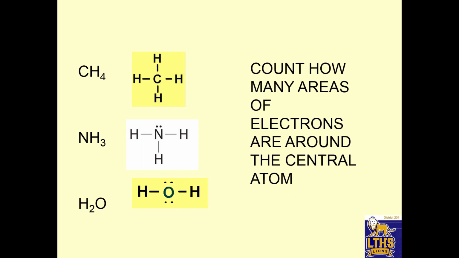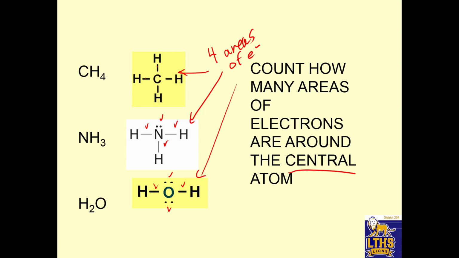What you do is you find the atom in the middle and you count the areas of electrons around the atom in the middle. Carbon: 1, 2, 3, 4 areas of electrons. All right. What about here? 1, 2, 3, 4 areas of electrons. What about here? 1, 2, 3, 4 areas of electrons around the central atom.